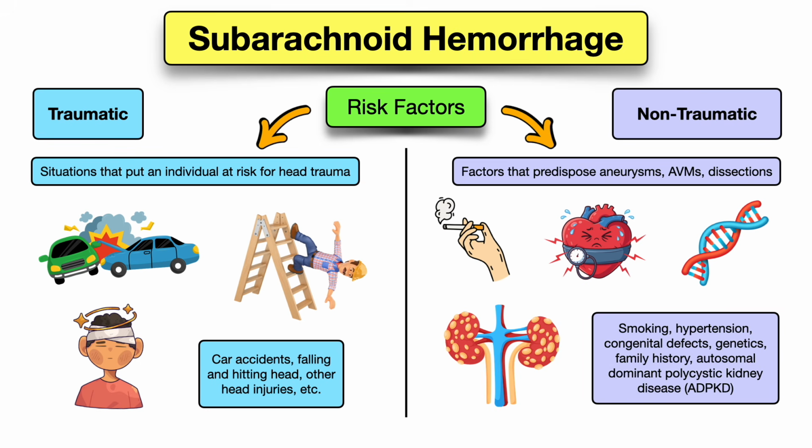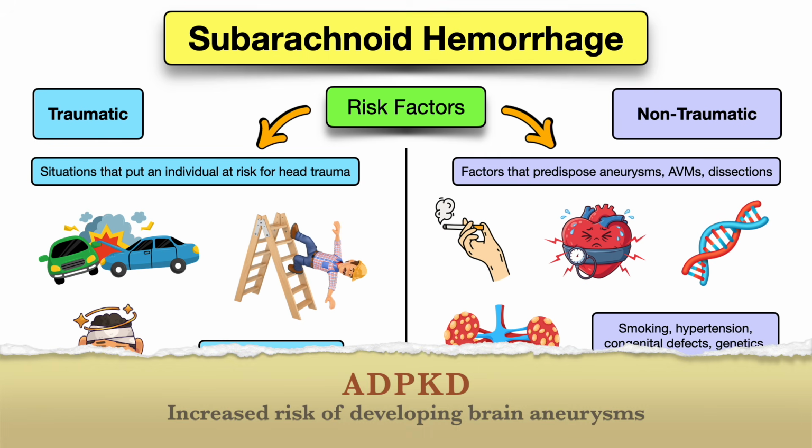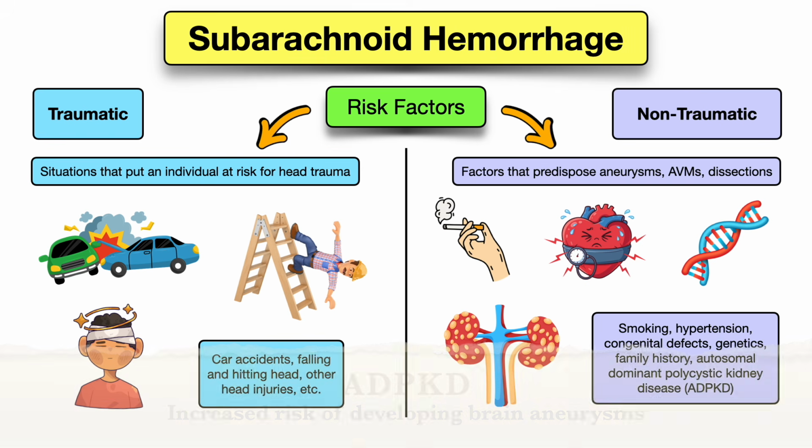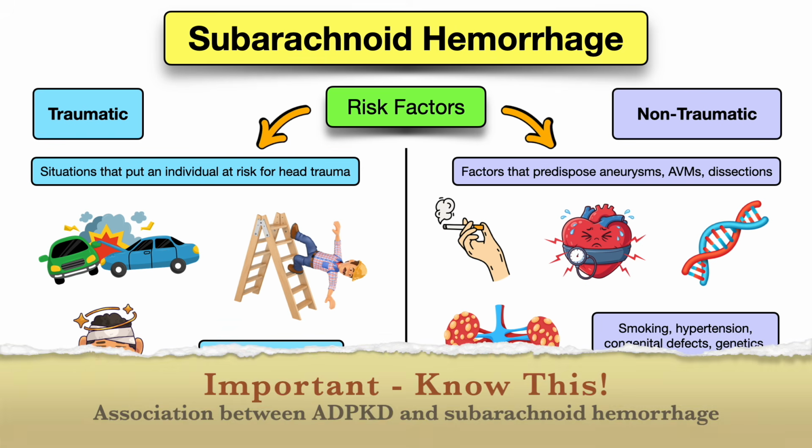This is important, so listen up. You'll likely be tested on this. Individuals with autosomal dominant polycystic kidney disease are at increased risk of developing brain aneurysms and are therefore at increased risk of a subarachnoid hemorrhage. Make sure you know this association between polycystic kidney disease and subarachnoid hemorrhage.